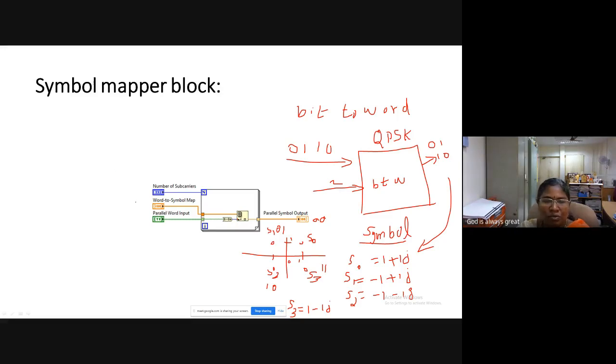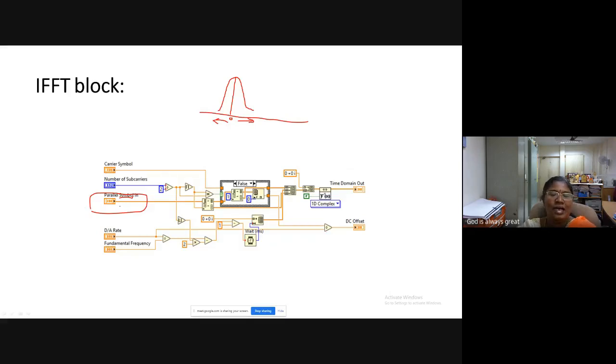It will take each subcarrier, see the bits inside it, and for the bits, whatever the symbol is, that symbol will be given as output. These symbols are going inside your IFFT block. They will be placed on the subcarriers, at whatever number they need to be placed.